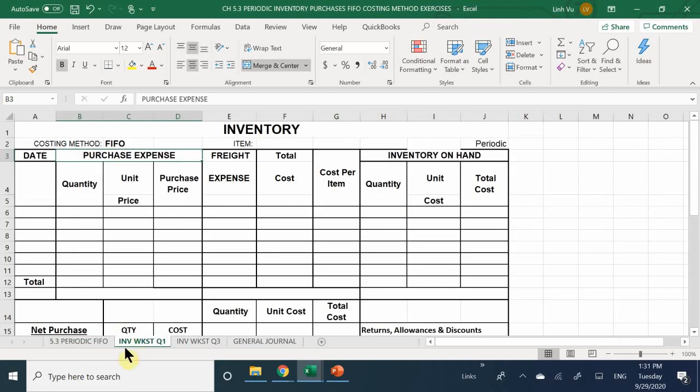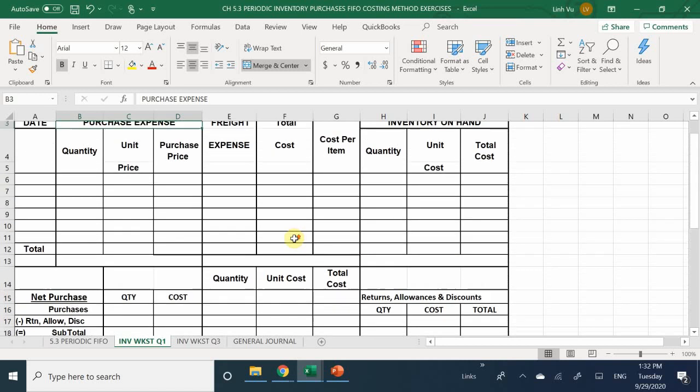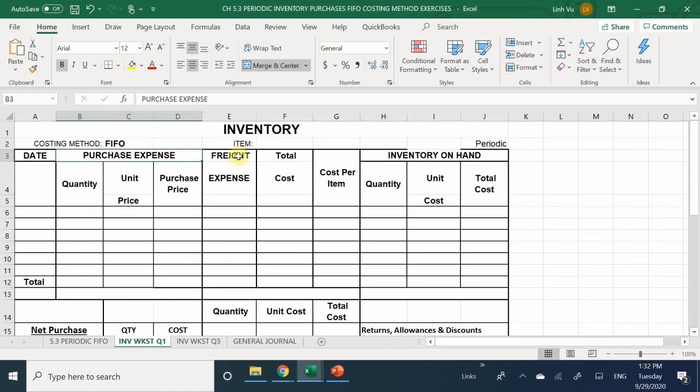Okay, so now we're going to be introducing you to the inventory worksheet. This is the periodic inventory worksheet, right? The majority of it right here is going to be your purchase expenses. So this is where you calculate your purchase expense. And then as I've mentioned before, we're going to be introducing another small section here on the right, which is your inventory on hand. This is only used if you have beginning inventory. In this case, we're starting from fresh. So, let me make it a little bigger so everyone can see.